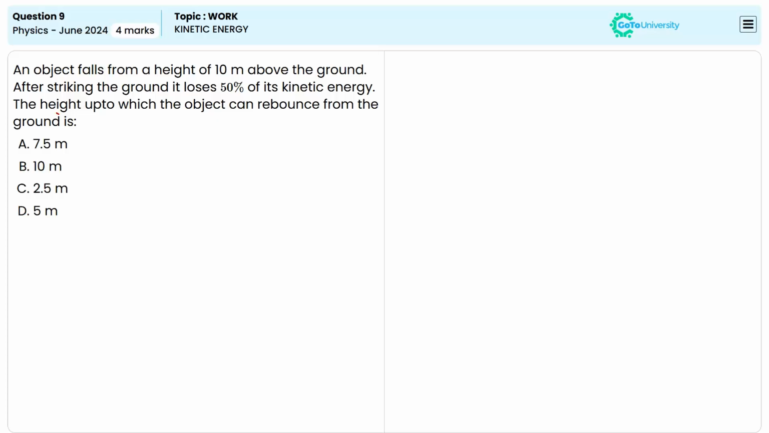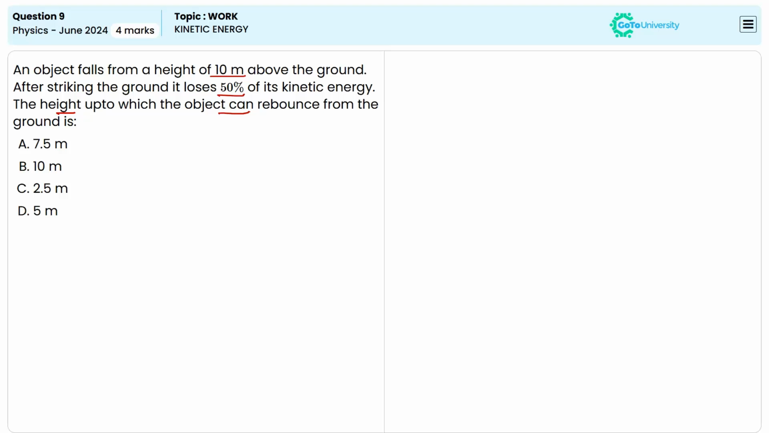What is the value of height up to which the object can rebound from the ground? The object is falling from a height of 10 meters above the ground, and after striking the ground, it loses 50% of its kinetic energy.